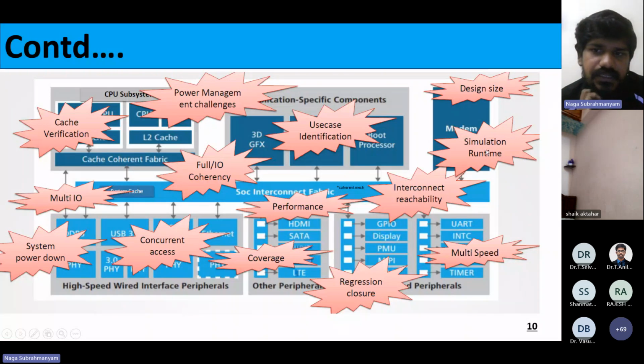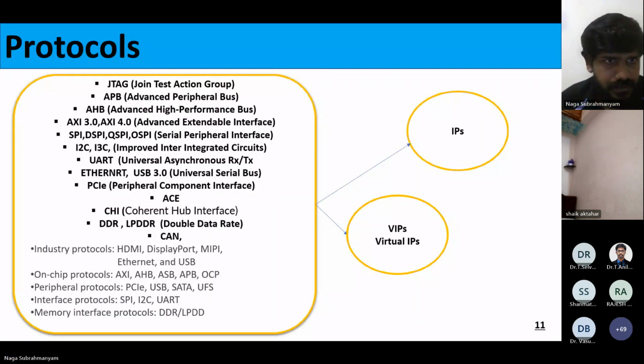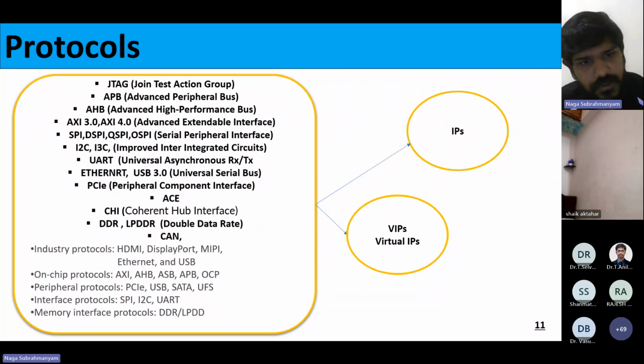And how the interconnect and the chip perform matters. Most of them have a cache memory, so those need to be verified. Then there are power management challenges; I discussed all these things. These are the various protocols which we are currently using, but for one project, all these are not required. It depends. I am giving a wider aspect.